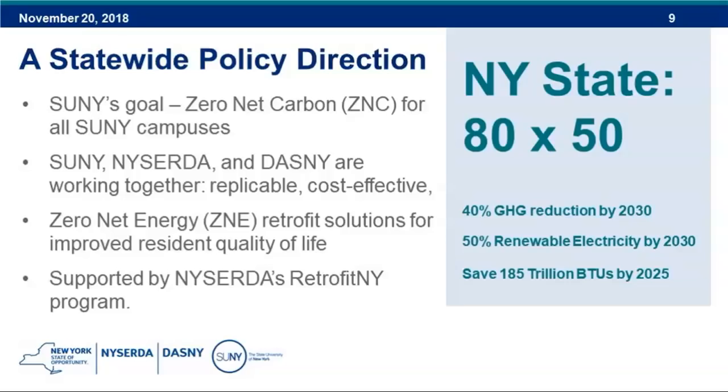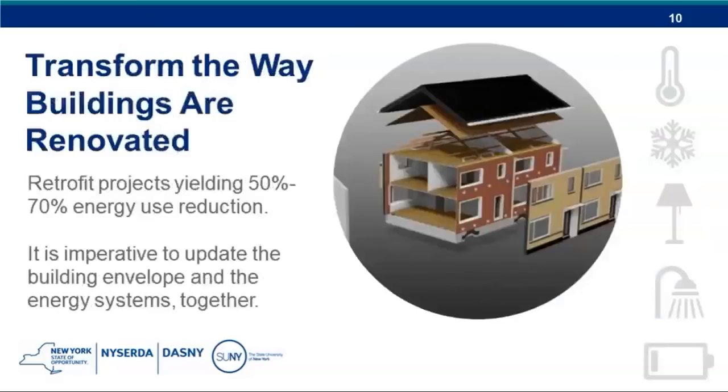We're right now working more on the 40 by 30 goal, which we're getting very close to, but a lot of the easy work has already been done, making it tougher to get to that next big goal. The 50% renewable electricity across the state, again, is part of the governor's goals, and the 185 trillion BTUs that Greg already mentioned is a major goal by 2025. There's a lot of work, and your help is going to be critical as we work toward this.